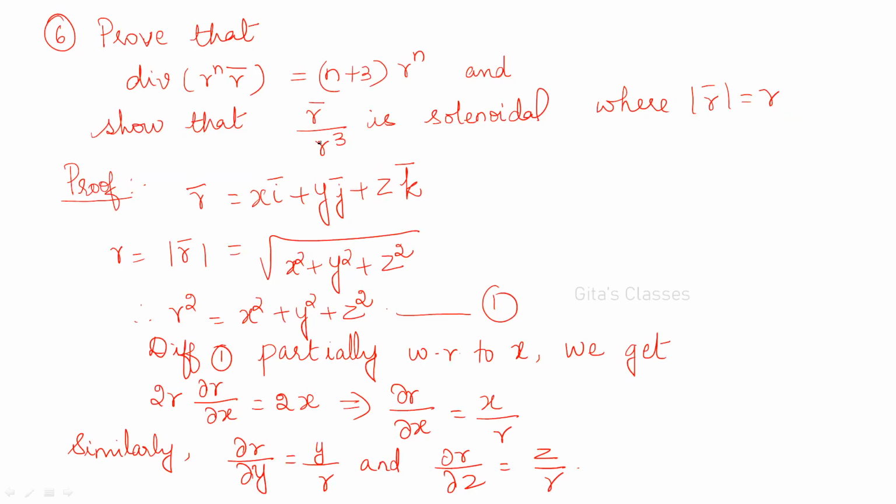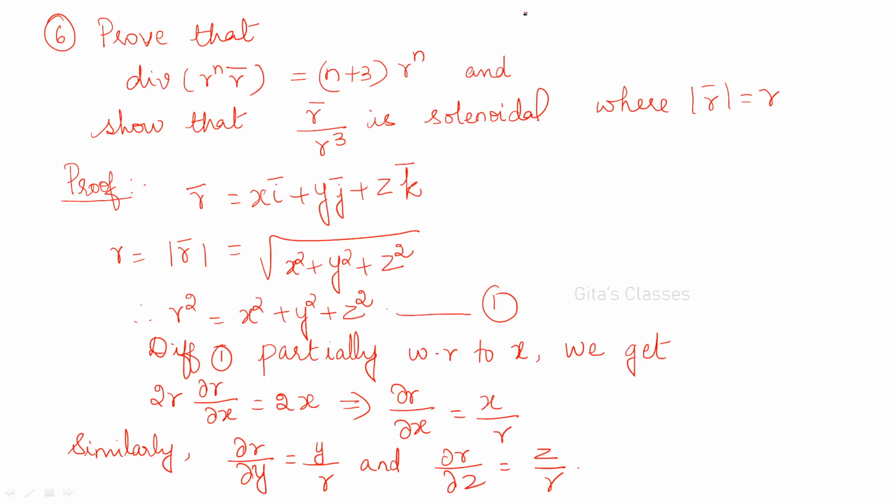Next is prove that it is almost similar to the previous problems only. Divergence of r power n into r vector is equal to n plus 3 into r power n. This is a repeated question for university exams.